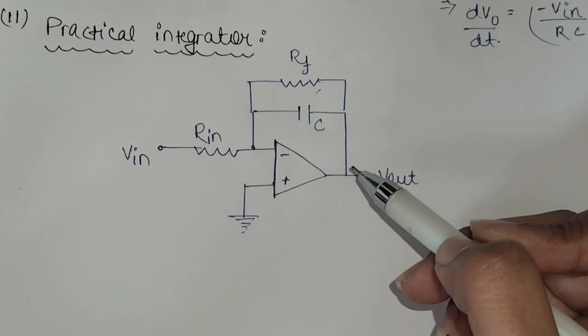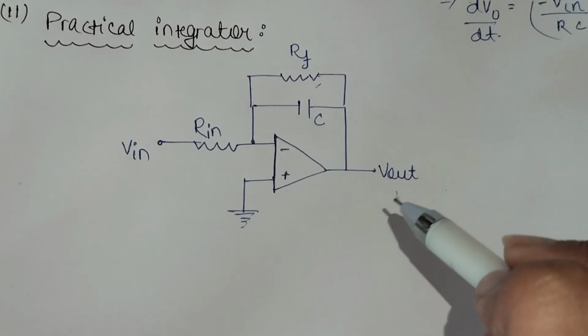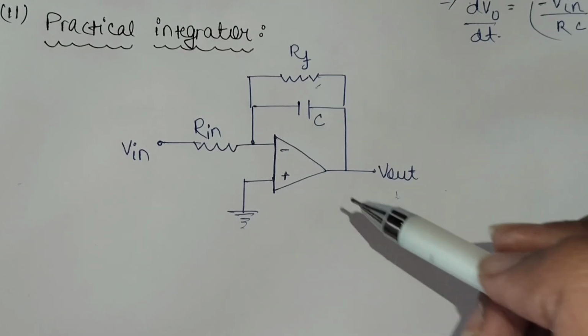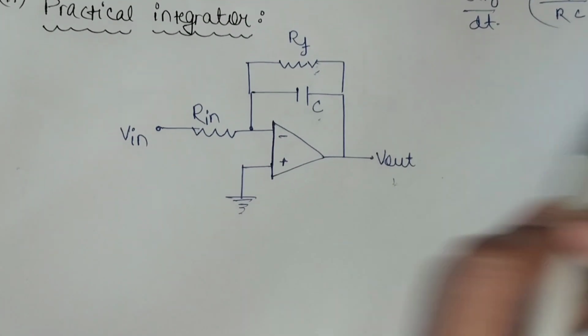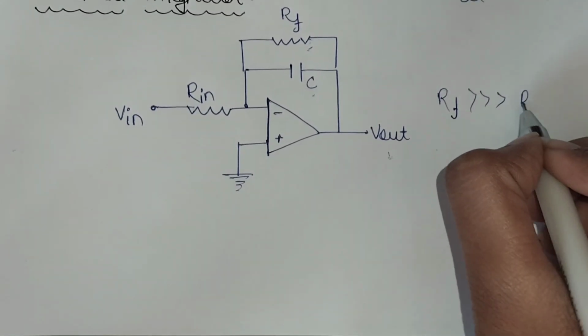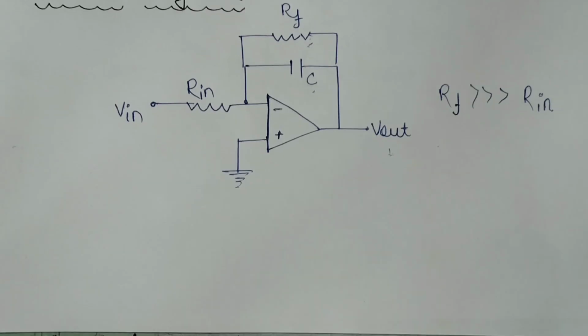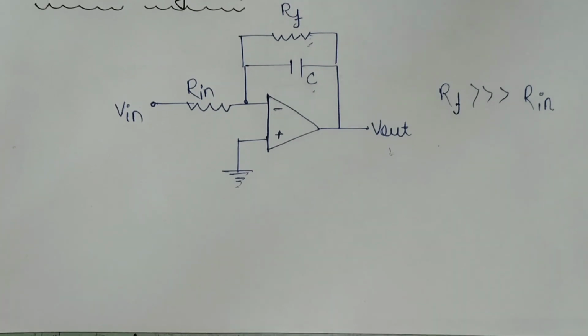Practical integrators must have some way of overcoming the effect of offset and bias current. The best solution is to connect a feedback resistor in parallel with the capacitor such that this feedback resistor is greater than the R input, so that there is a negligible effect on the output waveform.